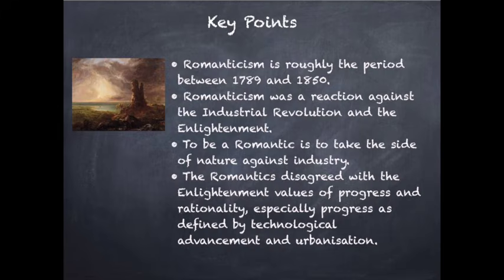So, you've made it. Look, let's just go back and cover the key points of the lesson. Romanticism is roughly the period between 1789 and 1850. Romanticism was a reaction against the Industrial Revolution and the Enlightenment. To be a Romantic is to take the side of nature against industry. The Romantics disagreed with the Enlightenment values of progress and rationality, especially progress as defined by technological advancement and urbanisation.